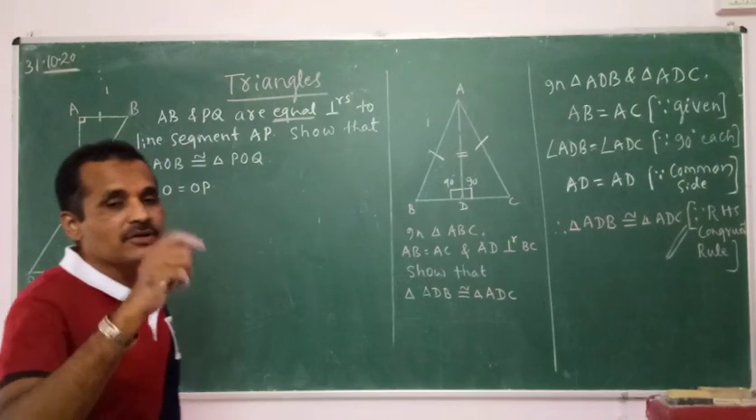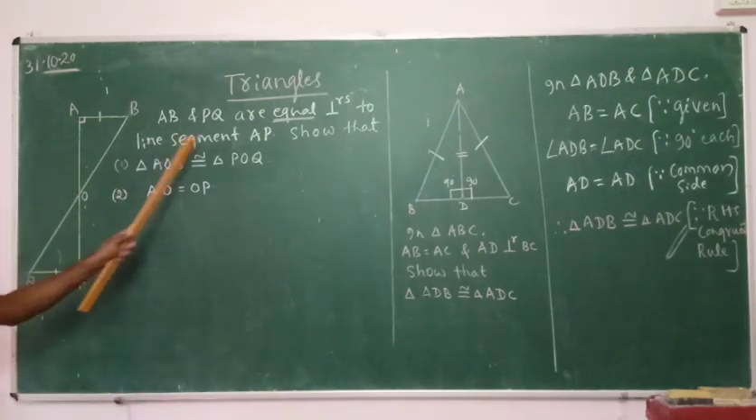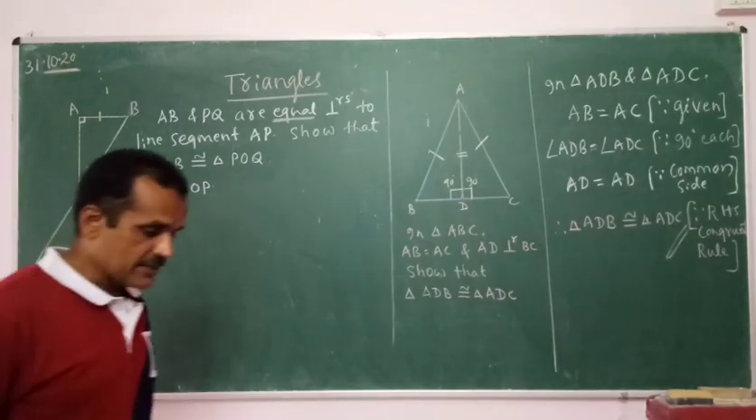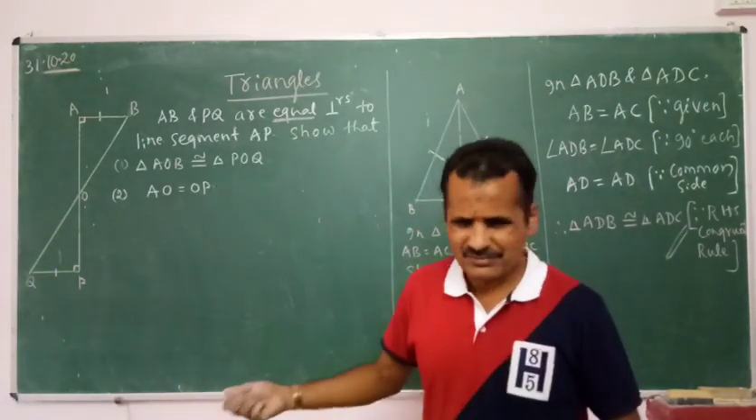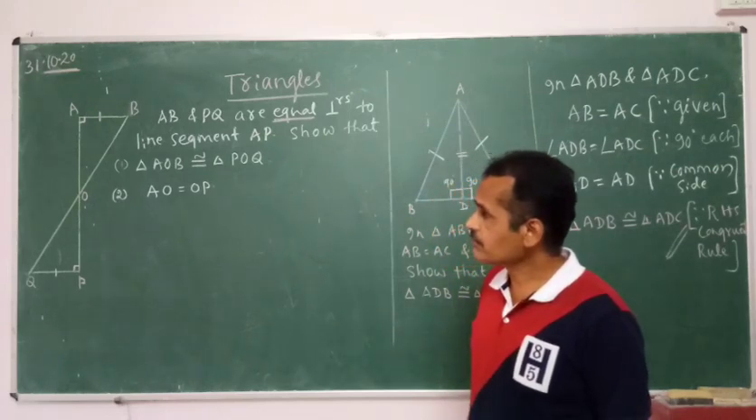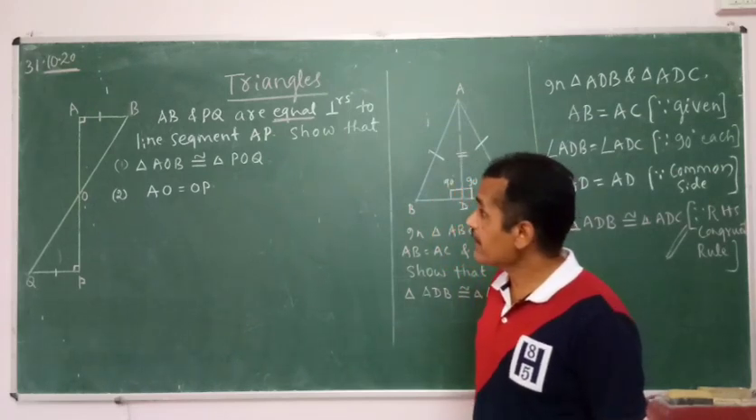But we need a third thing. Further, nothing is given. Show that triangles are congruent. Where is the third thing? Nothing is there.